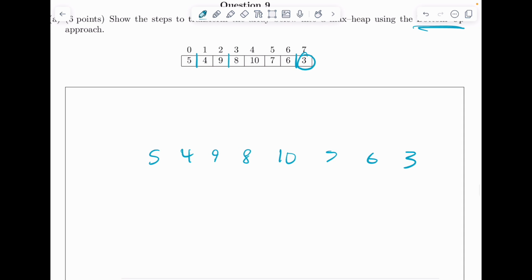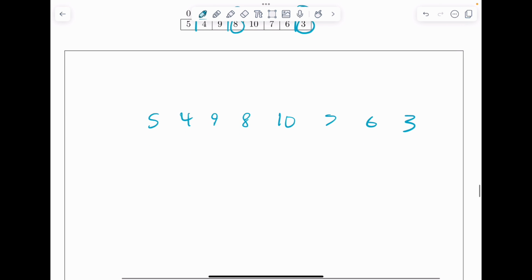But what is its parent? Its parent is always going to be, you take the index, you subtract 1, and then divide by 2. So in this case, 7 minus 1 is 6, and 6 divided by 2 is 3. So we're going to look at index 3, which is 8, and do a couple different checks on it. We're going to check if it is bigger than both of its children. So I'm going to visualize this with an arrow.